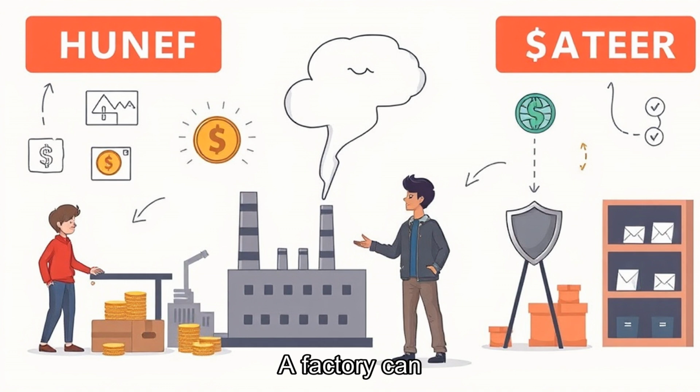A factory can sell a product at a fair market price and still leave someone else paying part of the bill. Smoke in the air, noise near homes, traffic around a warehouse, or cleaner streets after a vaccination all show the same idea. Some costs and benefits spill beyond the buyer and seller.